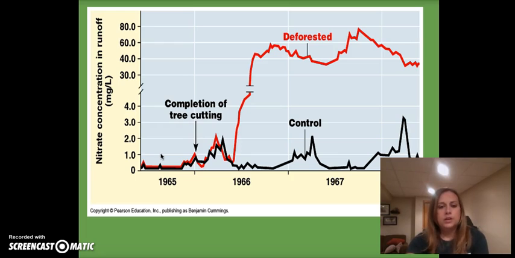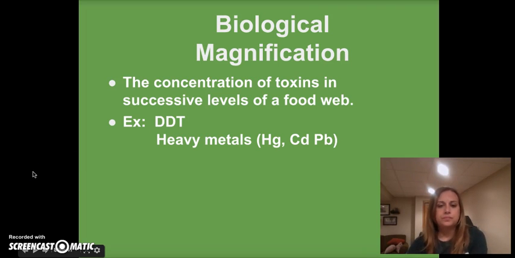What you're looking at here is the nitrate concentration in runoff. You have a control forest down here versus a deforested area. What happens is you have a lot more nitrates in concentration, and a lot more runoff in general, because the land has been stripped of all the trees and all the plants that were there. So this is one consequence of something like deforestation.